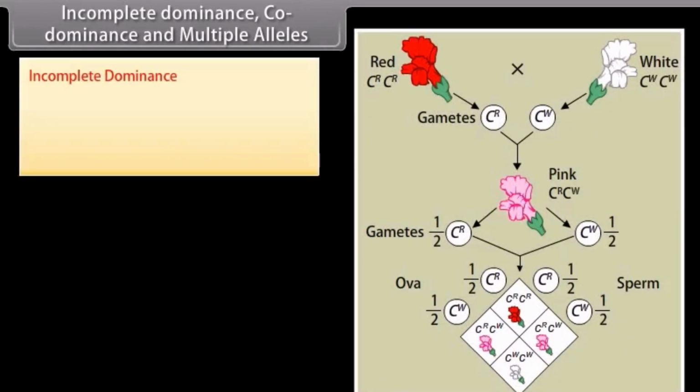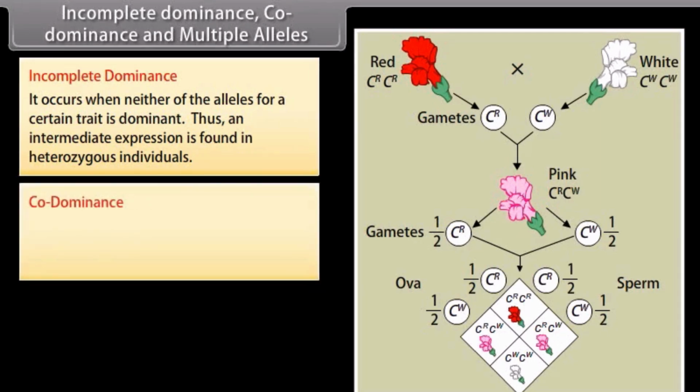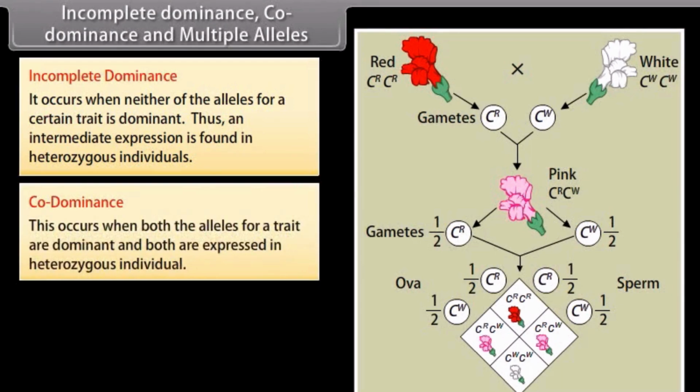Incomplete dominance, codominance, and multiple alleles. Incomplete dominance. It occurs when neither of the alleles for a certain trait is dominant. Thus, an intermediate expression is found in heterozygous individuals. Codominance. This occurs when both the alleles for a trait are dominant and both are expressed in heterozygous individual.